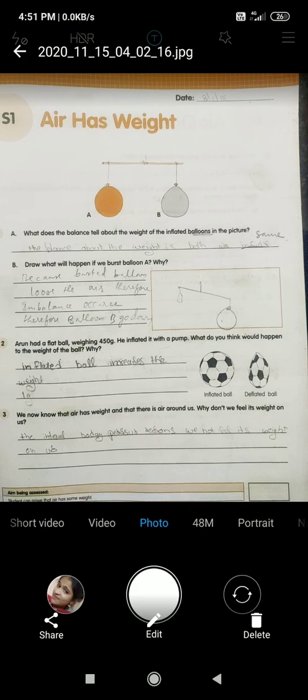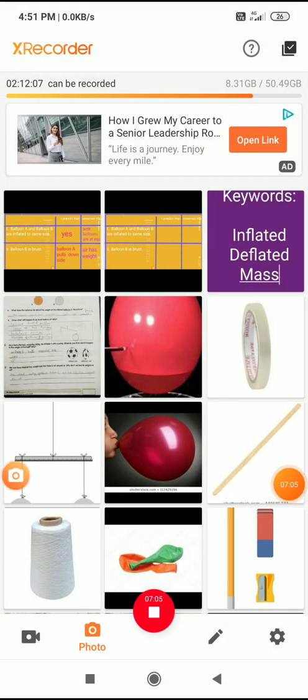Now third question, we now know that air has weight and that air is around us. Why don't we feel its weight on us? Just now we discussed that, only you have to write. So students, you should perform this activity at home, then only you will come to understand.